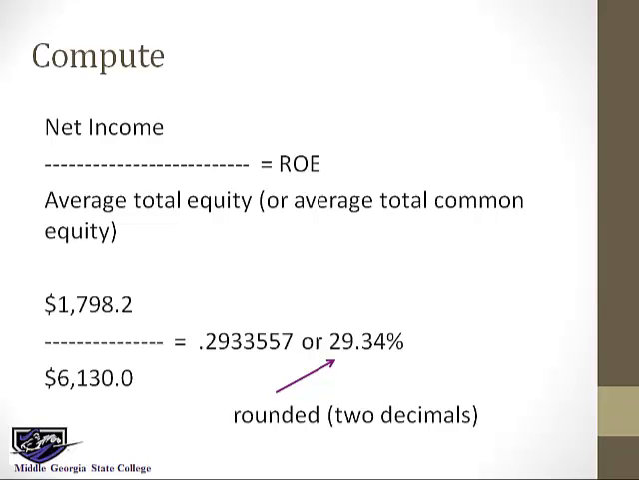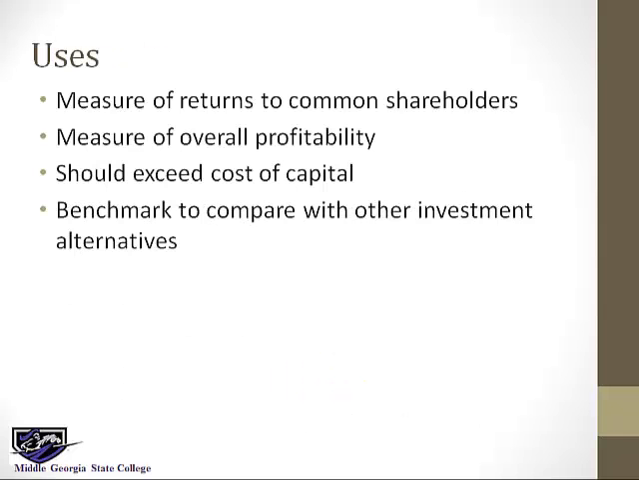Especially in days when you can only earn maybe 3 or 4% on bonds and maybe not even that much more in the stock market. 29% looks pretty good. Let's see how they compare to Kellogg's, which has been the competitor we've been using.